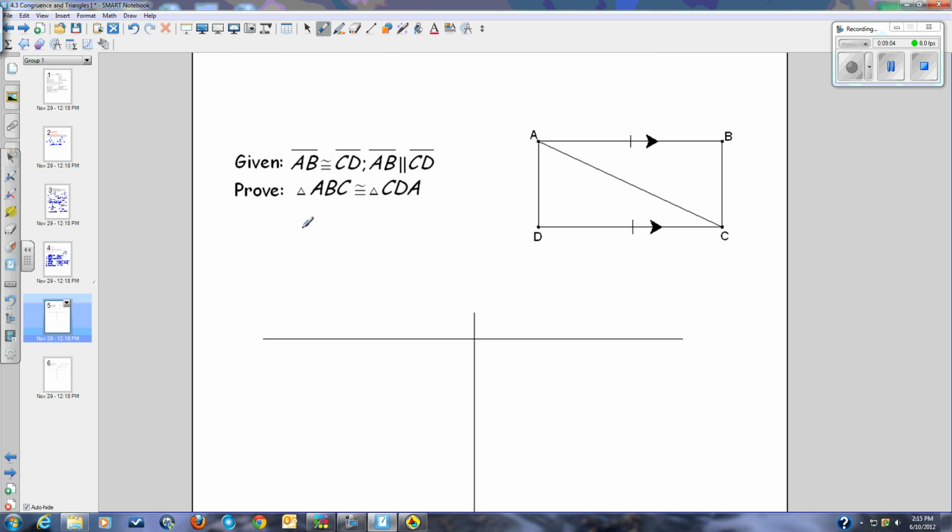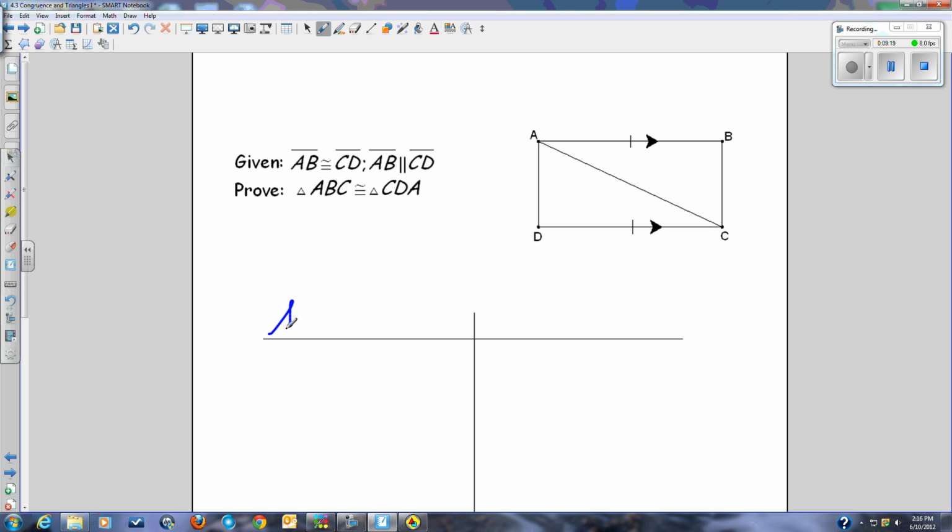You are given the information in this diagram that segment AB is congruent to segment CD, and that segment AB is also parallel to CD. So we've got those marked in the diagram. And what we want to do is prove that triangle ABC is congruent to triangle CDA. So let's write out our statements and reasons. We'll start with all the given information. So we're going to say that AB is congruent to CD, and the reason is it is given.